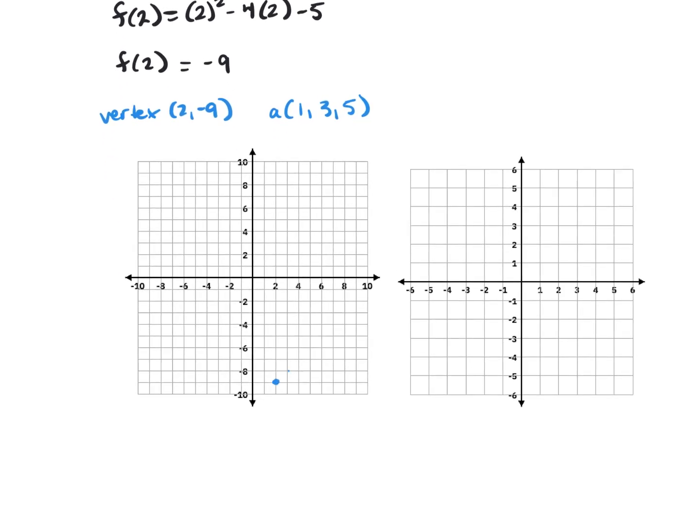And then I go up 1 over 1. And then from that point, I'm going to go up 3 over 1. And then from that point, I'm going to go up 5 over 1. And then I could continue that pattern. I could go up 7 over 1, but we have plenty of points here. And then I'm going to reflect those points over our axis of symmetry, and we have a graph.